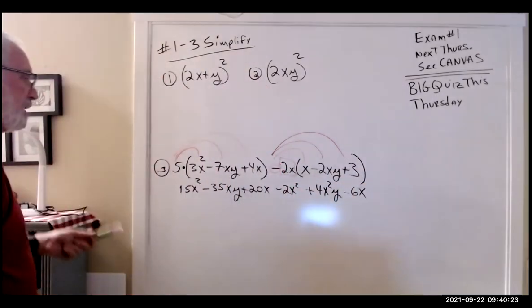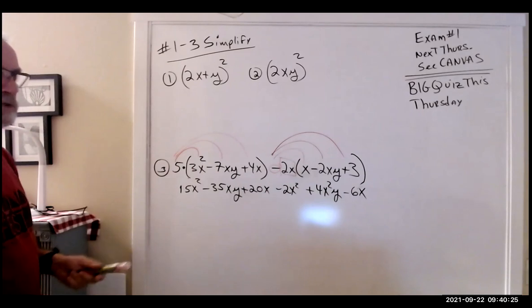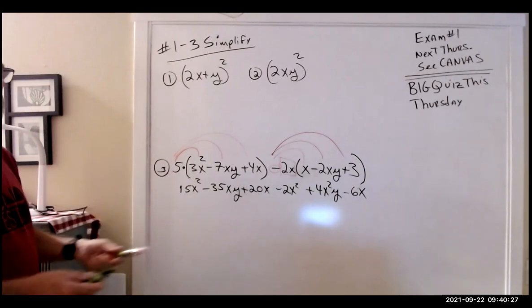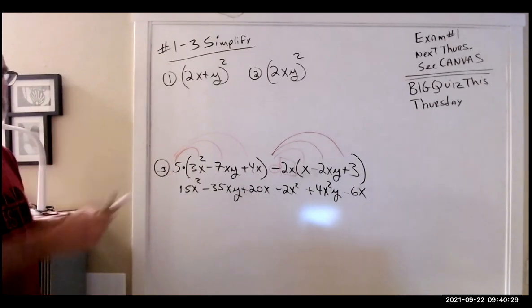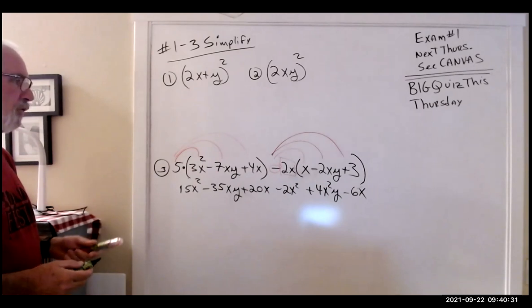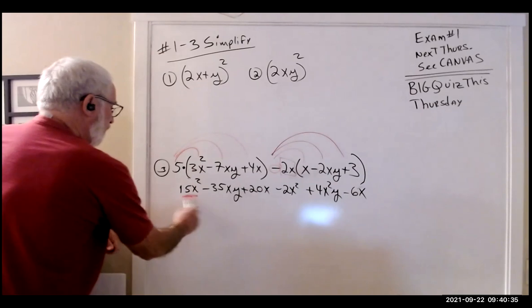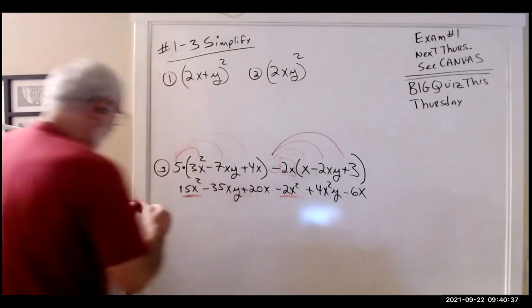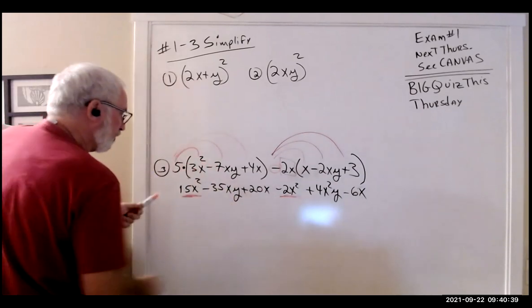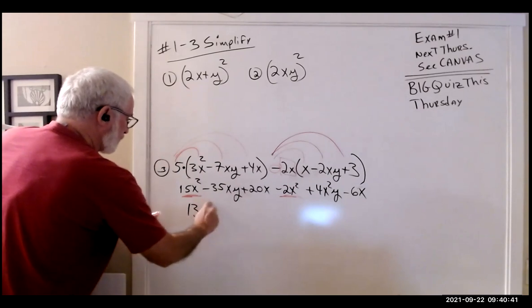Okay, so that's the first thing. Always get rid of parentheses. Parentheses stop you from continuing problems. So now we look for like terms. So 15x squared, take away 2x squared, leaves 13x squared.